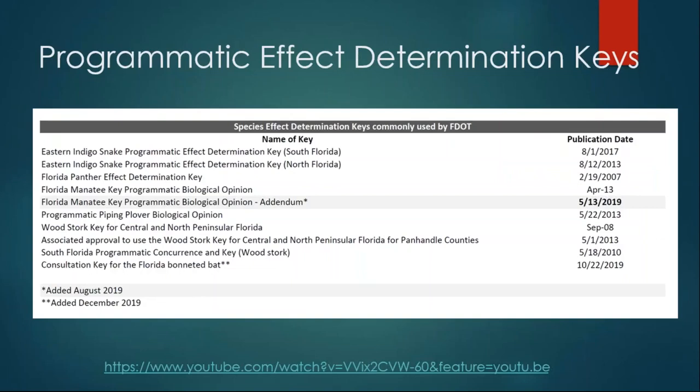I just wanted to highlight some of those programmatic effect determination keys that the department is able to use. As you can see here, we have them for the Eastern Indigo Snake. There's also a Florida Panther effect determination key, Manatee key, Wood Stork key, and so forth and so on. But when we use those keys, it's important that we provide the appropriate documentation for those.